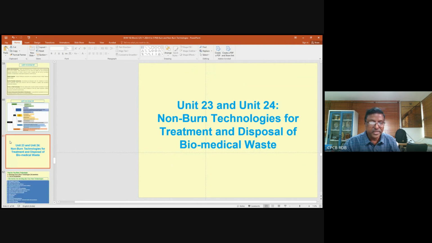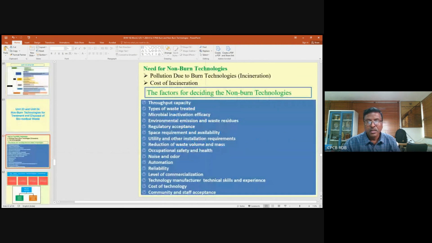Coming to non-burn technology, these are technologies you can adopt where there is no incineration at all. There is a problem with burn technologies like incineration, as they cause impact on the environment. Therefore, you can prefer to go for non-burn technology. But as on date, the non-burn technologies adopted in the country are very few. We are going maximum for burn technologies for waste treatment, whereas in case of recyclable waste, we are going for non-burn technologies like autoclave, microwave, hydroclave, and shredder combinations, etc.